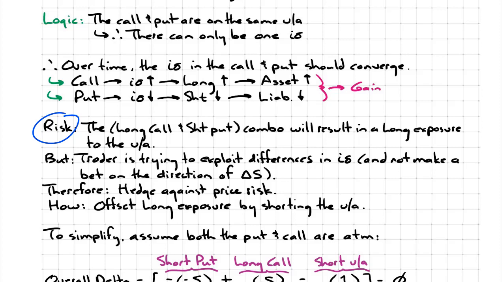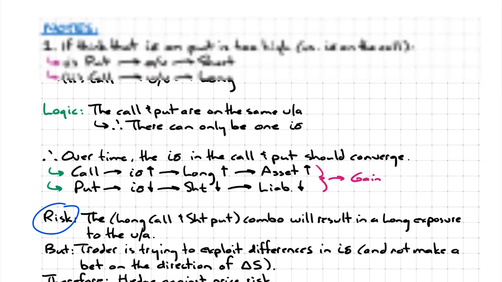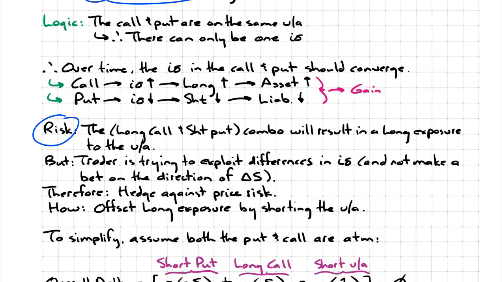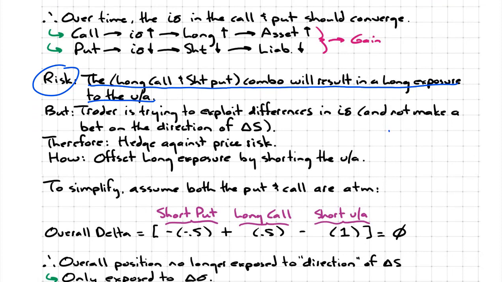The risk is the following. Remember we said we're going to short the put and long the call. Here's what happened inadvertently. That long call and short put combination will result in a long exposure to the underlying asset, right? And just very quickly, let me show you why that is, using visualization.